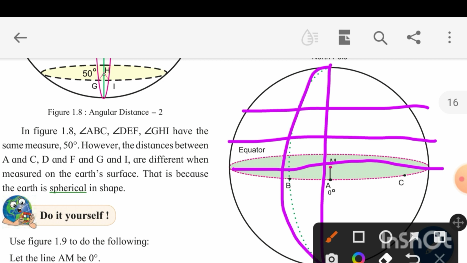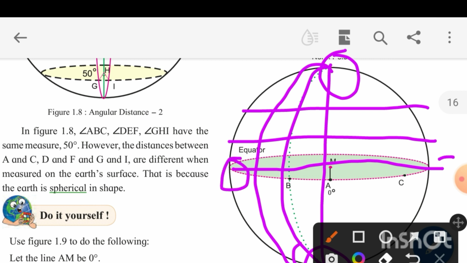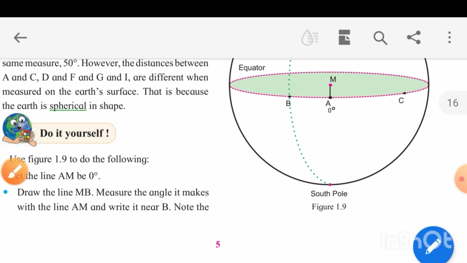And one more thing, all the semicircles which pass from here are going to join the north and south pole. But in the case of latitudes, the start point and the end point are different for each latitude. It's not like that in the case of meridians. The start point and the end point are the same, which are the north and south pole, hence they are semicircles. So these meridians are not parallel to each other, but latitudes, yes, they are parallel to each other.